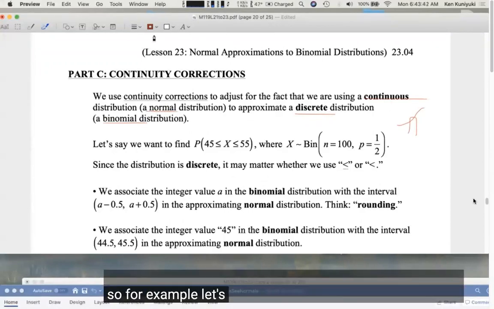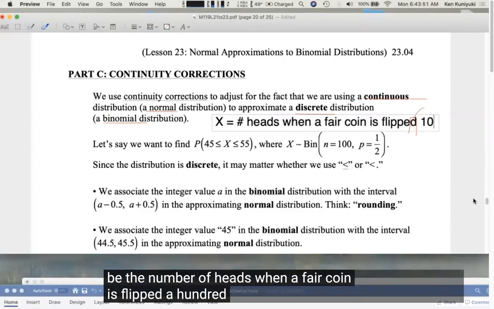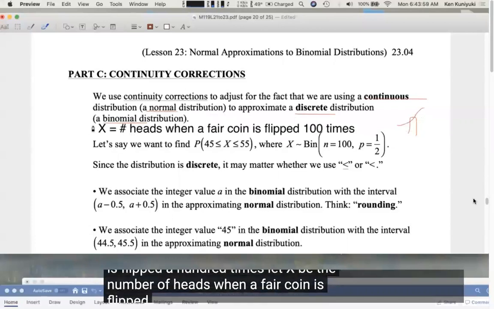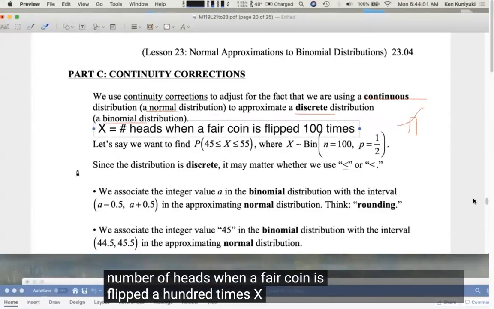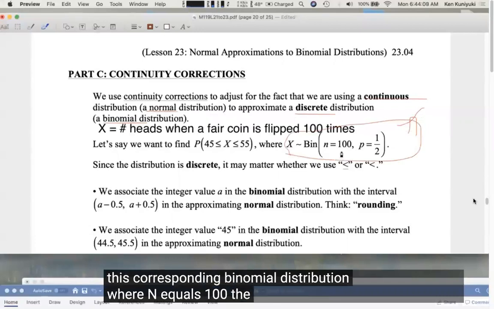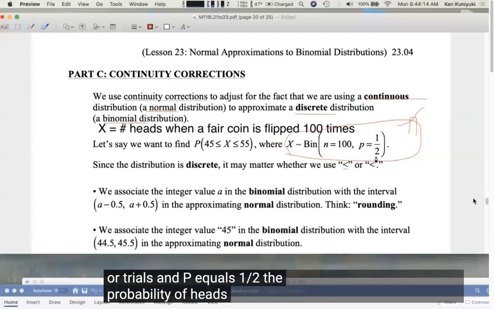So for example, let's say that we let X be the number of heads when a fair coin is flipped 100 times. X will then have this corresponding binomial distribution, where n equals 100, the number of flips or trials, and p equals 1/2. The probability of heads is 1/2, by definition of a fair coin.